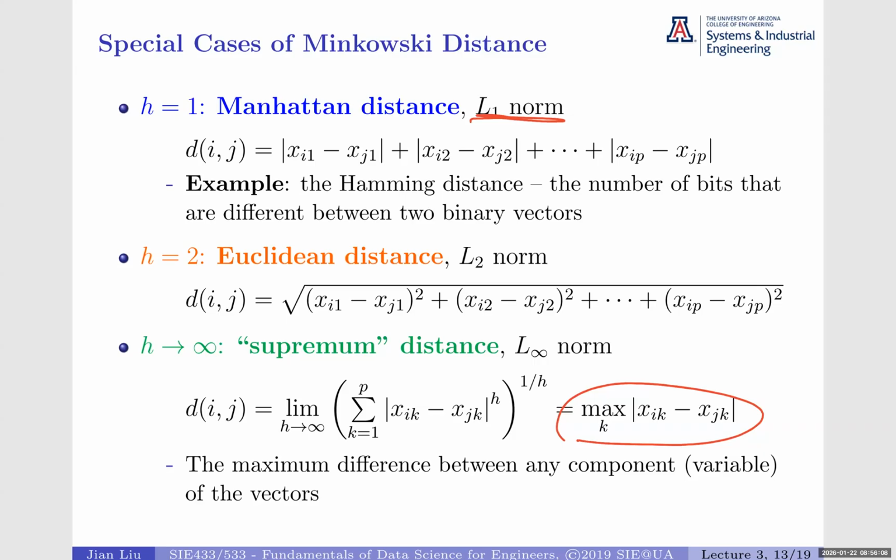The maximum difference between any component variables of the vectors. Okay, that's the different interpretation of this Minkowski distance. Which one we use the most?